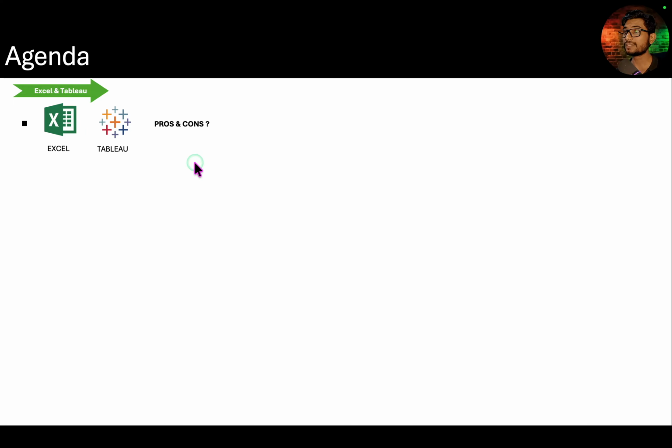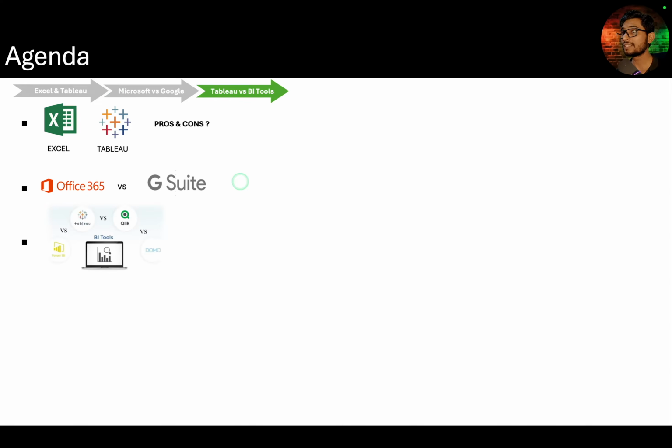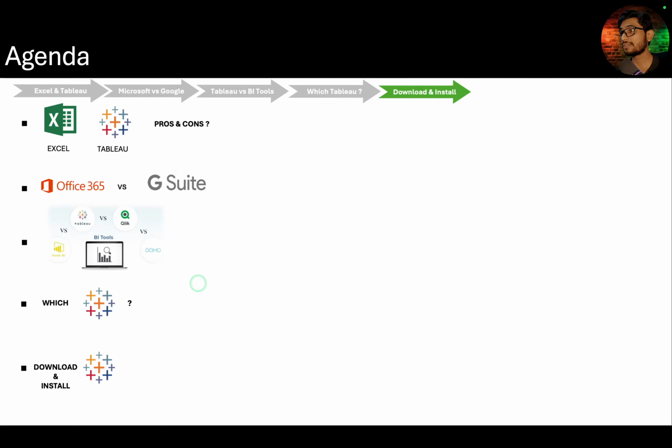We'll start by discussing the pros and cons of Excel and Tableau and why many data scientists prefer using data visualization tools like Tableau. After that, we'll see a quick comparison between Microsoft Office 365 and Google Workspace to help you decide whether to use Excel or Google Sheets for this course. Then we'll discuss why we choose Tableau over other business intelligence tools available in the market for data visualization. Then understanding the different versions of Tableau, including the paid version for professionals and developers and the free version for students. Then I'll show you a step-by-step guide on downloading and installing the free version of Tableau on your system.